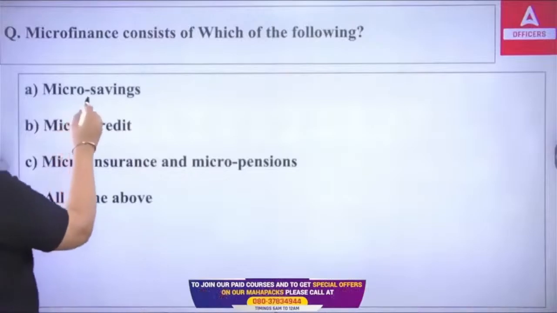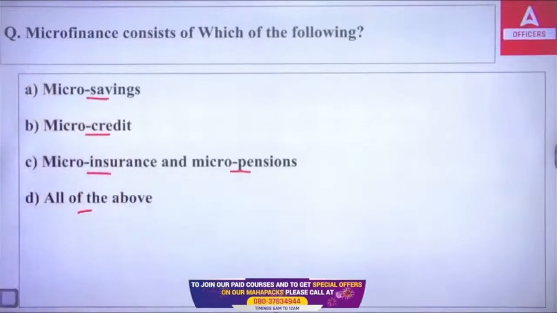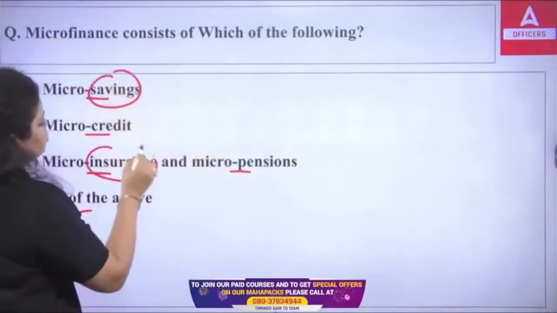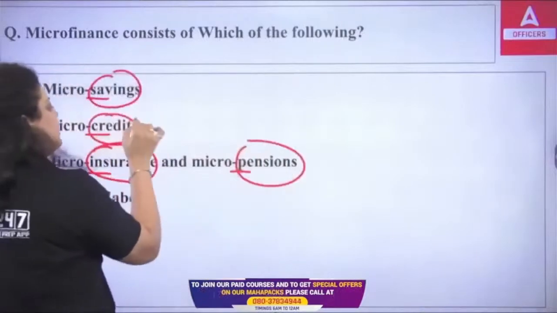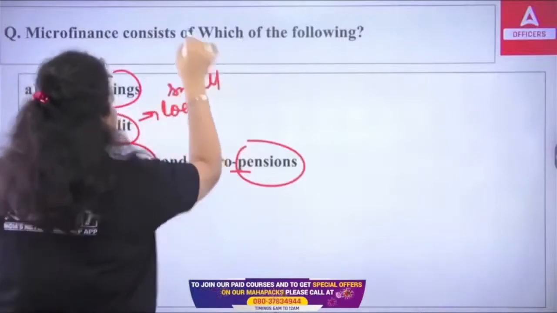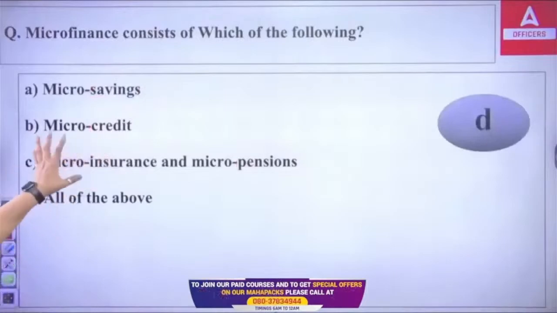So first we have micro savings, micro credit, micro insurance, micro pension, or all of the above. I have told you microfinance simply means the financial services or money related services you are providing, but you are providing micro services now. So it will be micro savings, micro insurance product, micro pension, micro credit. Micro credit means loan facility, small loans you are providing. All these are part of microfinance. So the right answer is all of the above.